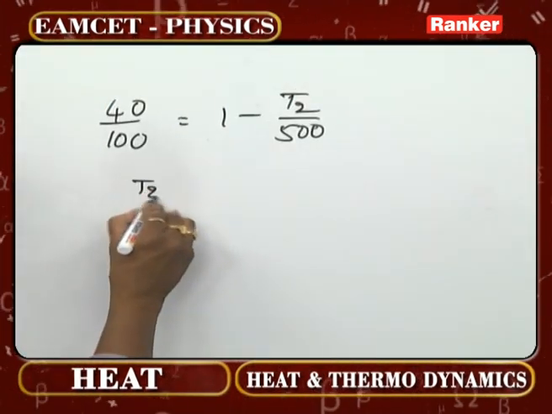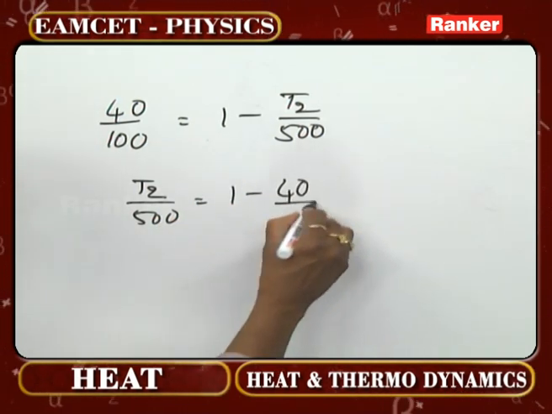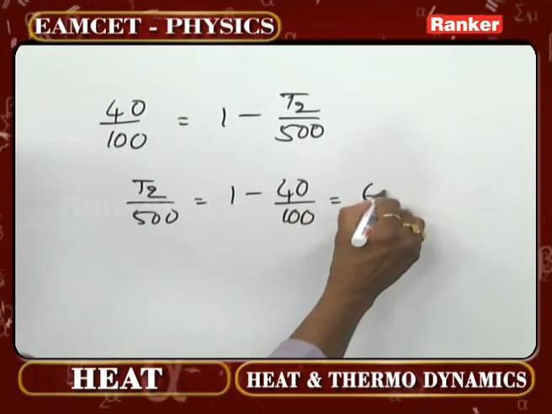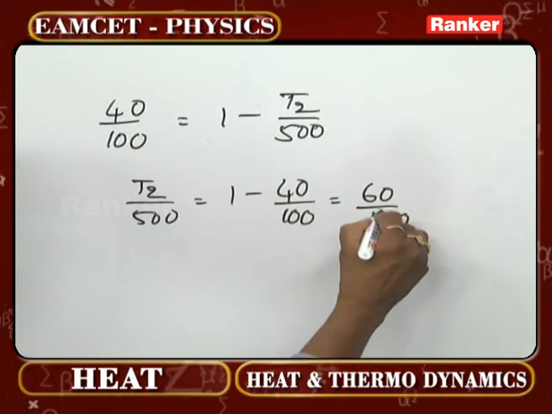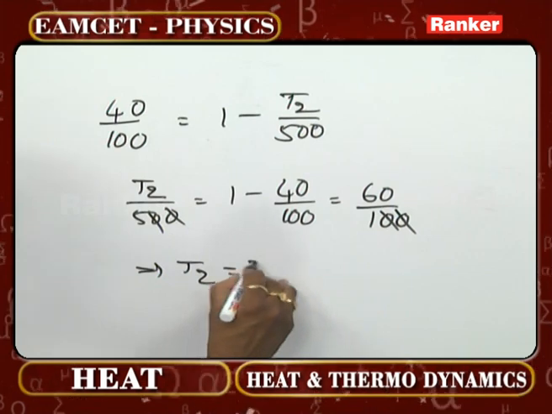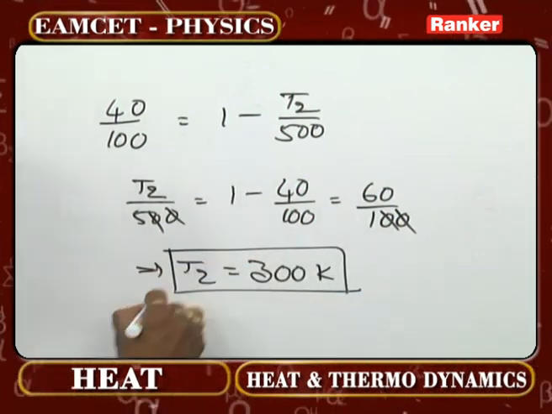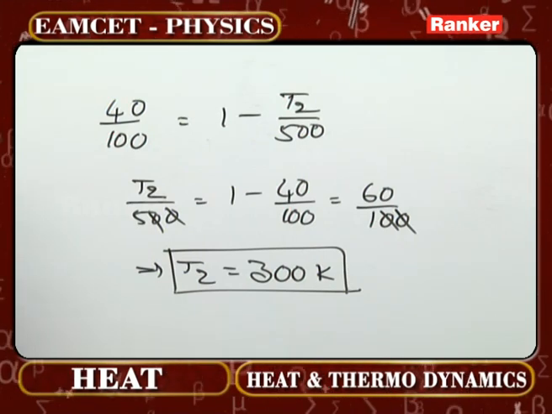So what can we write? T2 by 500 is equal to 1 minus 40 by 100, which now becomes 60 by 100. You can cut these two zeros. T2 now becomes 300 Kelvin. That is the temperature of what? The sink. We have got 300 Kelvin.